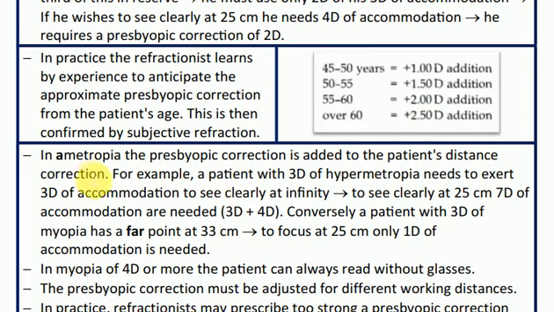Now in ametropia, for example in hypermetropia and in myopia, the correction is different. The correction for presbyopia is different. In ametropia, the presbyopic correction is added to the patient's distance correction. So first we should know the distance correction. For example, if a patient's distance correction is 3 diopter, so he needs 3 diopter to see clearly at infinity.